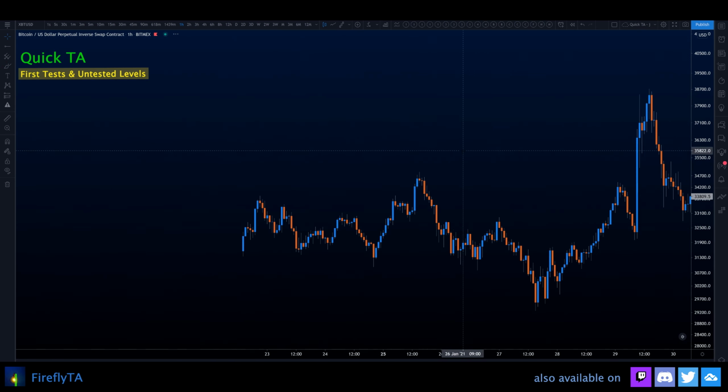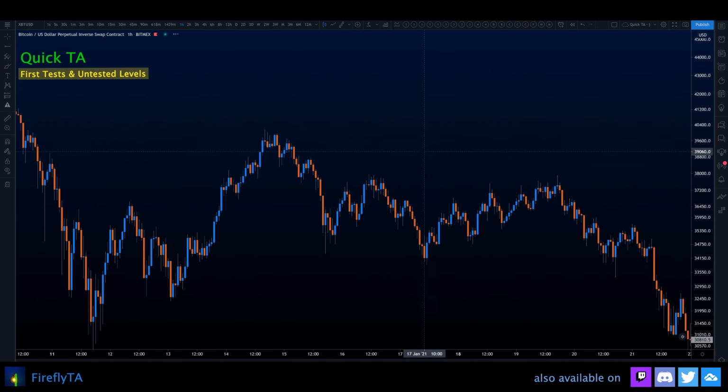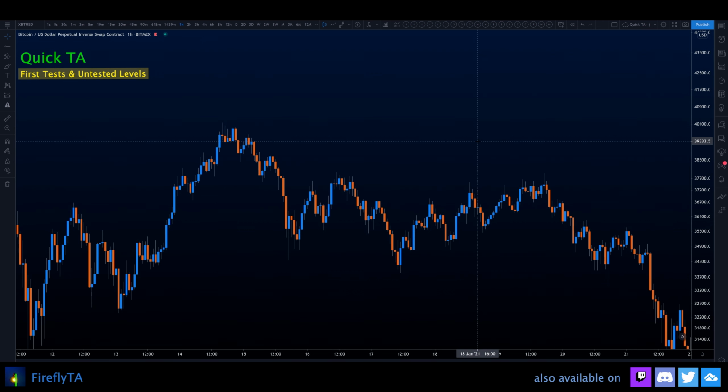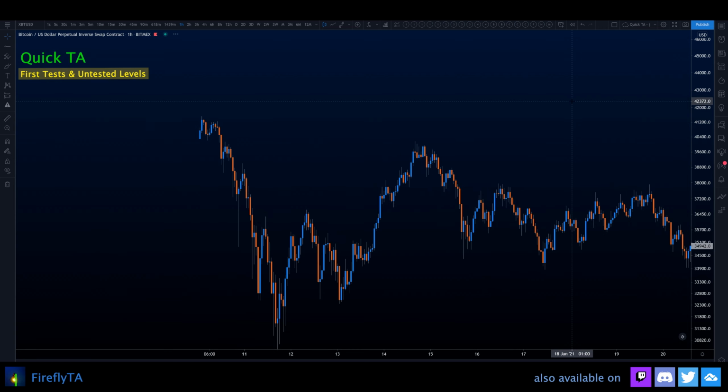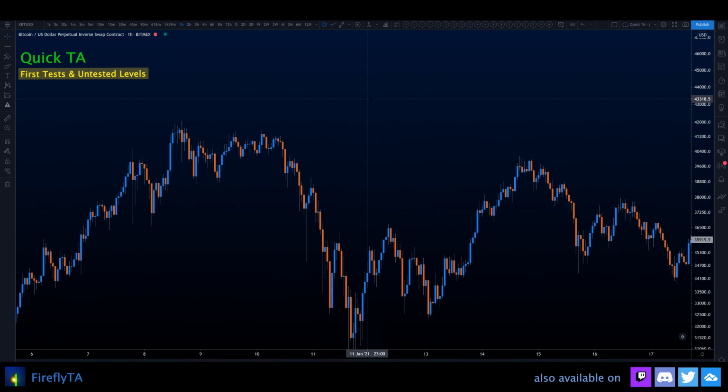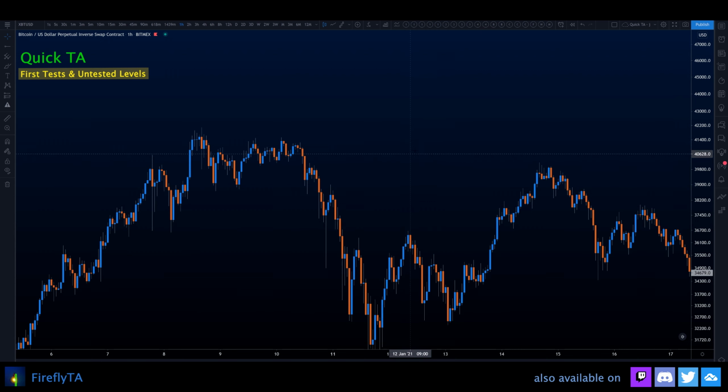The more tests there are, the less reliable the level is. This is very important. The second test is significantly less reliable than the first one. The third one is less reliable than the second one, and so on. And in terms of statistics, when a level got tested 4 or 5 times, it is very probable that it will break. There are some levels that actually hold, even after 8 or 9 or 10 tests, but these levels are not simple levels. They are basically confluence levels where a lot of different support or resistance comes together and puts pressure on price.